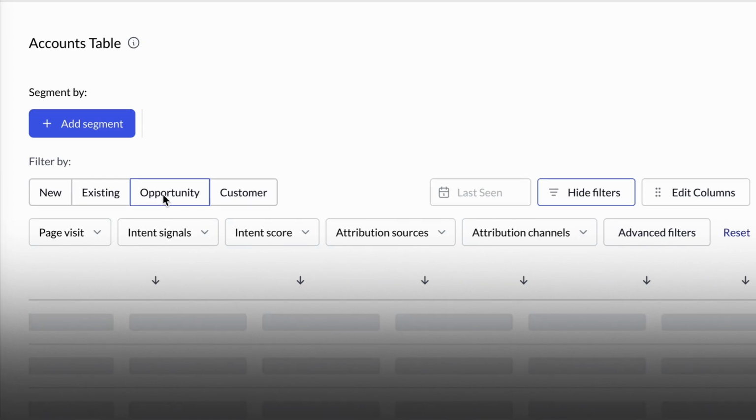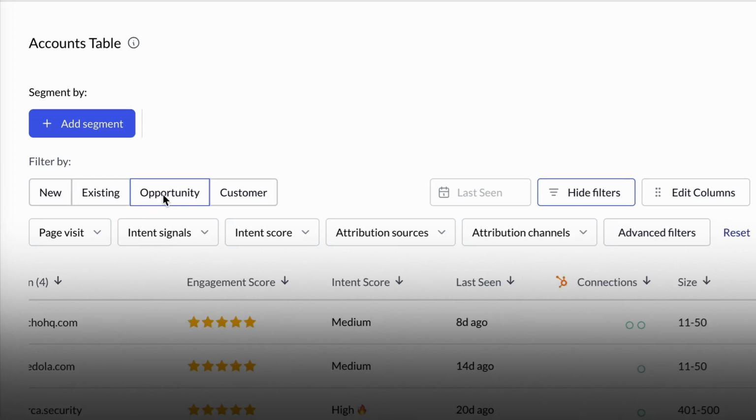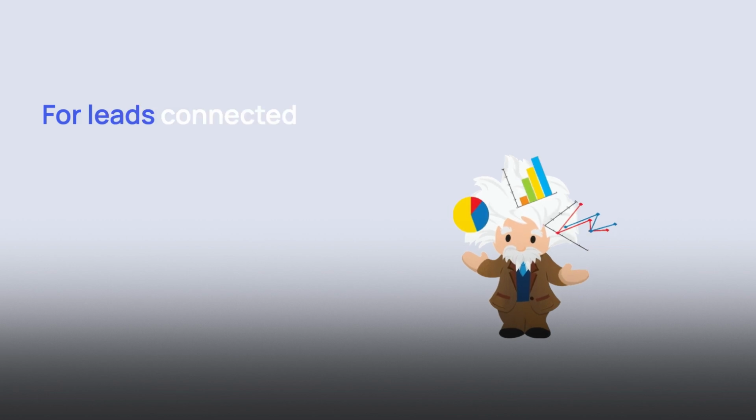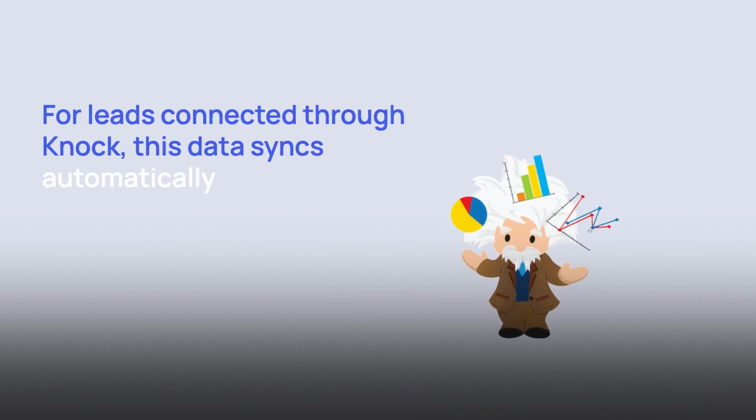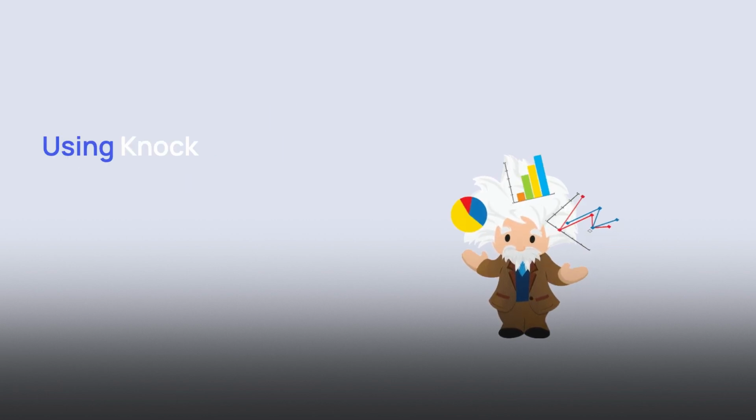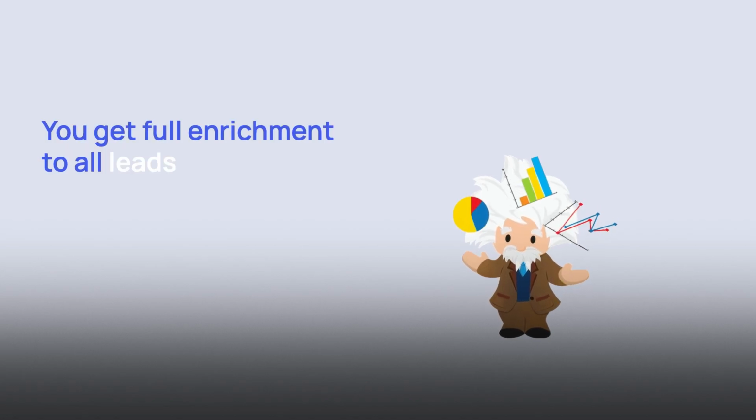Protect your pipeline. Switch to opportunities or customers to see last engagement and the intent signals behind it. For leads connected through Knock, this data syncs automatically to your CRM. Using Knock Enrich, you get full enrichment to all leads in your CRM.